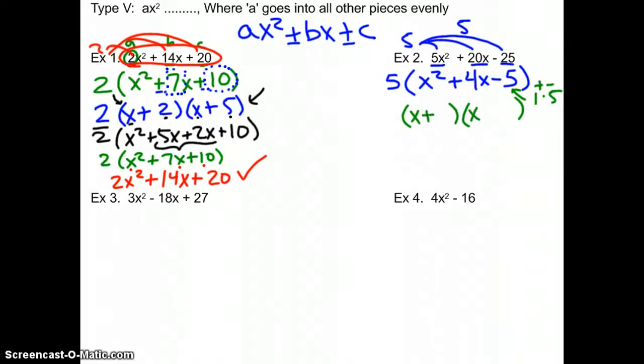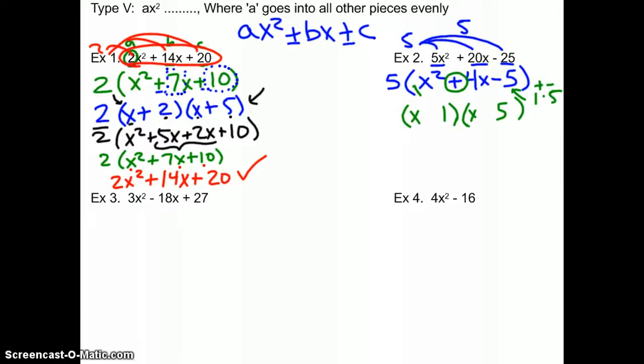I know one has to be positive, one has to be negative. We can either start there, or what I like to do is go ahead and write my numbers down. 5 and 1. I look at this middle sign. Remember, I have a sign out here. It's positive, so this is my middle sign.